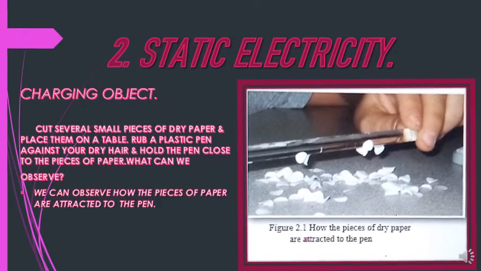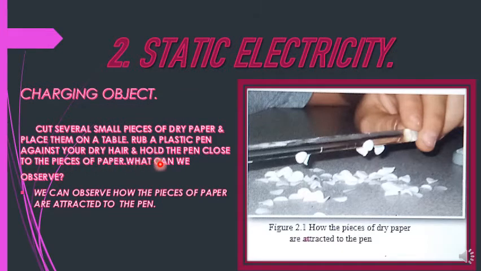Our second chapter is static electricity. First we are going to see charging an object. Cut several small pieces of dry paper and place them on a table. Rub a plastic pen against your dry hair and hold the pen close to the pieces of paper.